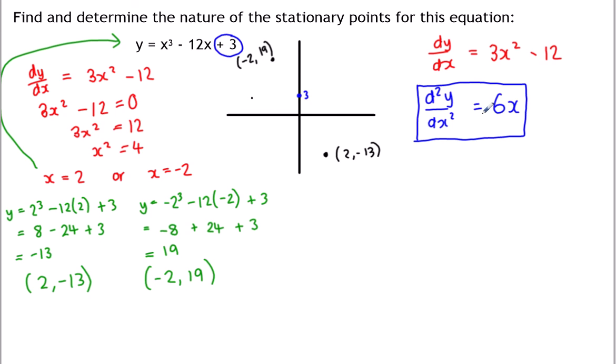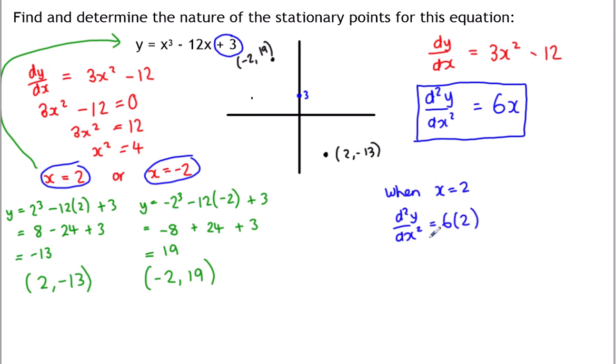So what do we do with this? Well, we take our two stationary points, 2 and minus 2. We've already substituted them once to complete the coordinate. Now we're going to substitute them again to determine the nature of the stationary points, into our second derivative. So when x equals 2, d squared y by dx squared equals 6 lots of 2. Remember, it's 6x, so 6 twos are 12. 12 is positive, so this is a local minimum. So when x is 2, this is a minimum. And so I'll put in a little bit of minimum. We can join it all up later.